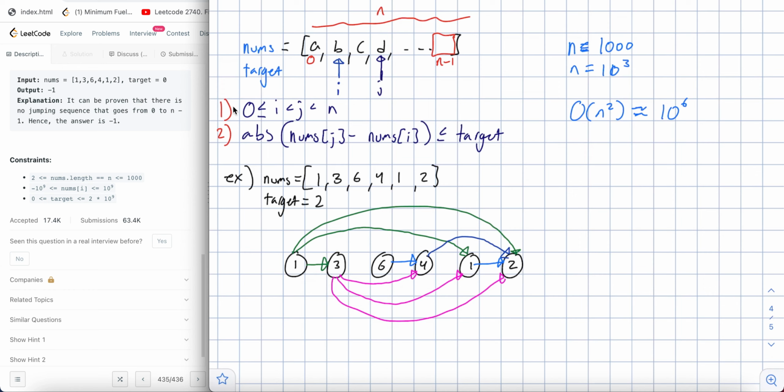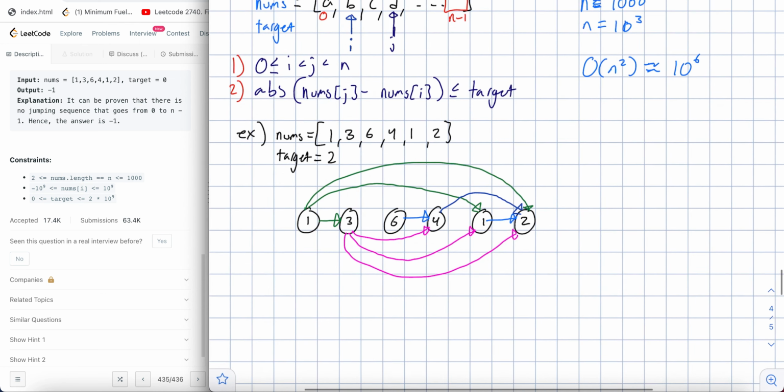All that's to say that maybe there is something more efficient than n squared, but n squared will work for this problem. If we solve this problem in n squared time, it's going to pass because it's approximately 10 to the 6, which is within the boundaries of what Leetcode will accept in terms of compute. You won't get a time limit exceeded error. All right, let's continue.